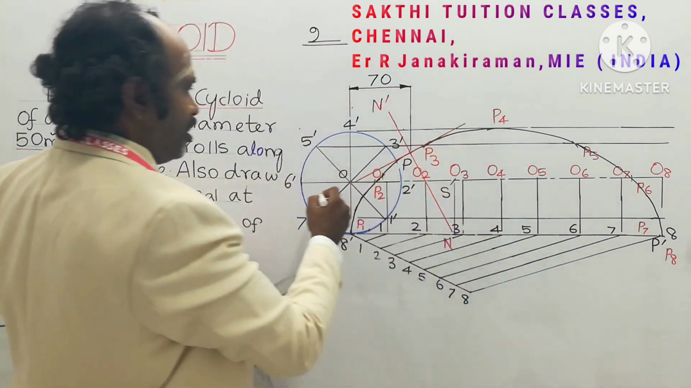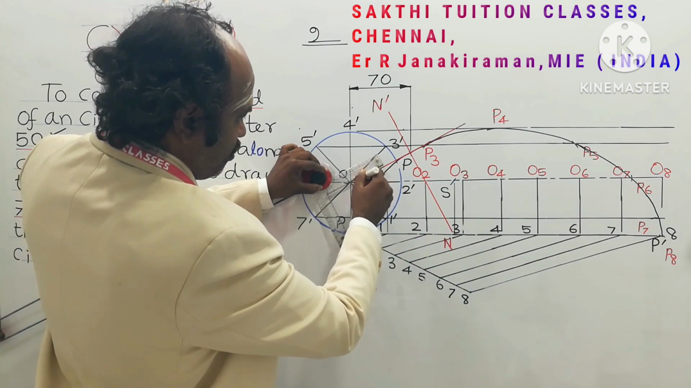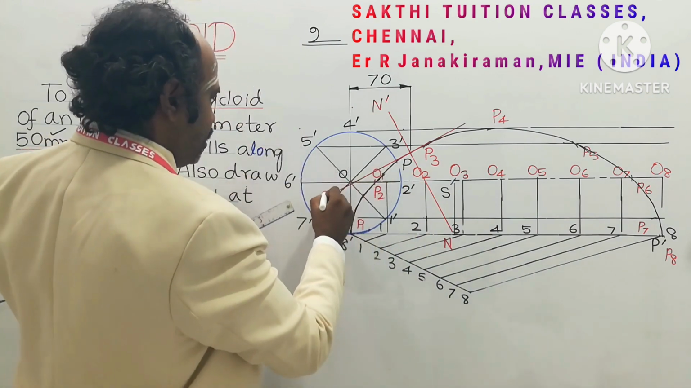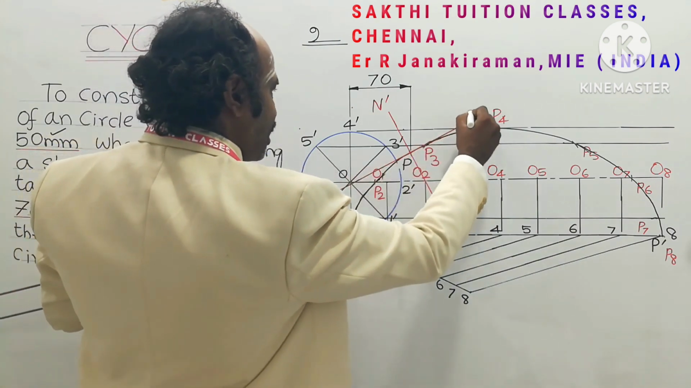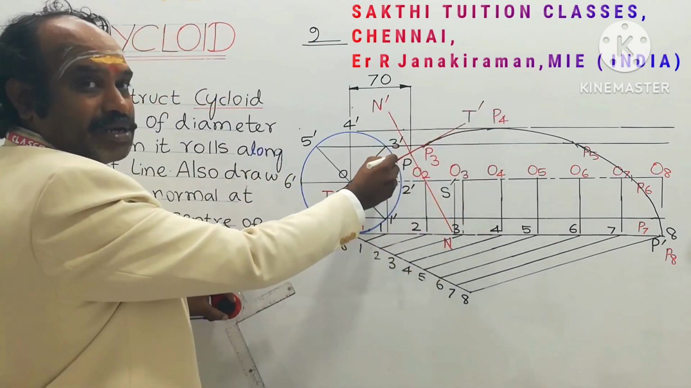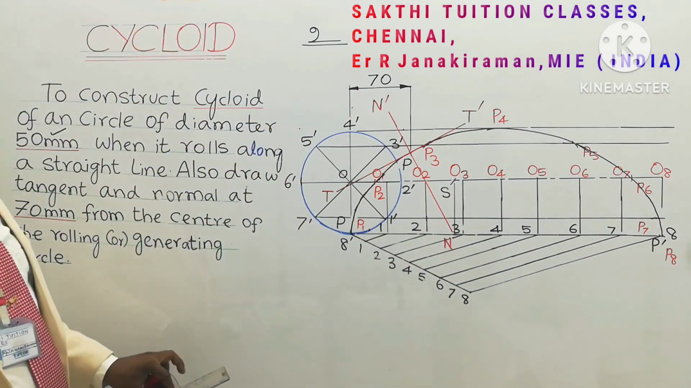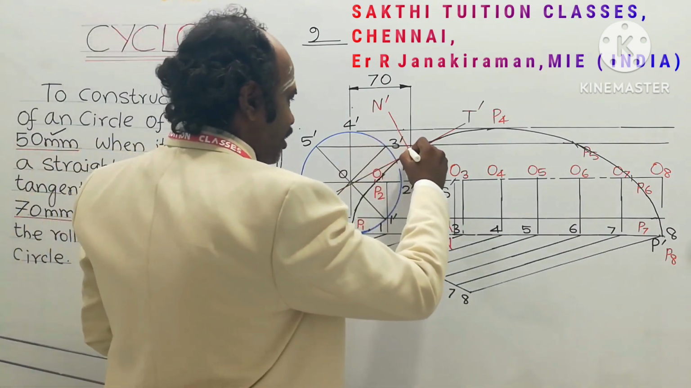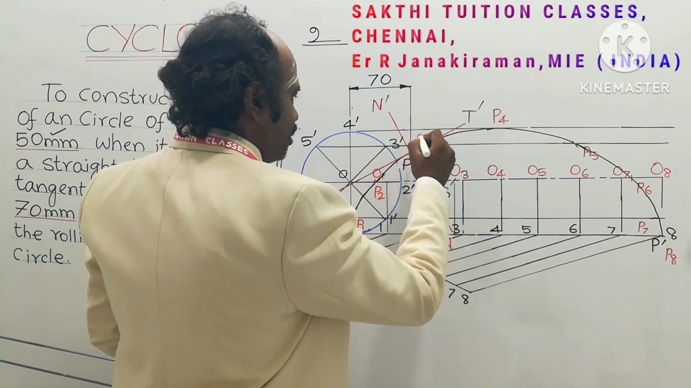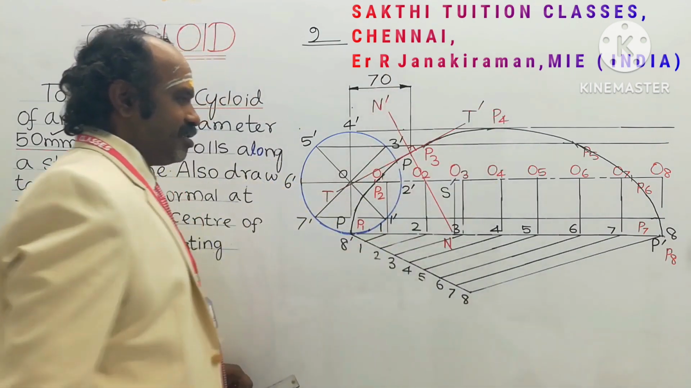This is called the tangent. It is to be marked as T dash. This is T, and the other end may be marked as T dash. So T dash is the tangent for this located point P, and N dash is the normal. The angle between the normal and the tangent would be 90 degrees. You can measure this using a protractor. It will be 90 degrees between the tangential line and the normal line.